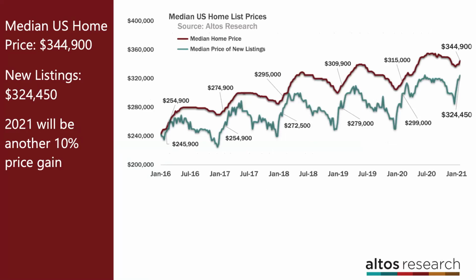Median home price in the US this week is up to $344,900. You can see in the dark red line on the chart, you see the seasonal rise and fall of pricing. In the first and second quarter of the year, you get the best inventory, you get the most buyers, so you get the pricing strength each year. It peaks each year in July, and then typically starts to drift back down a little bit.